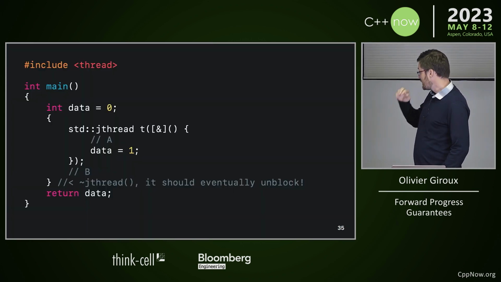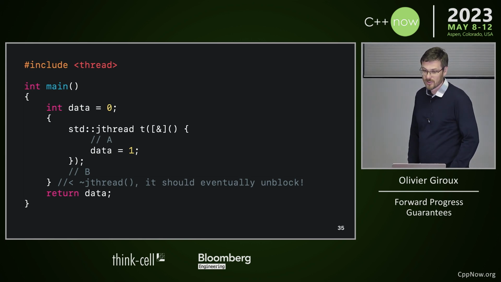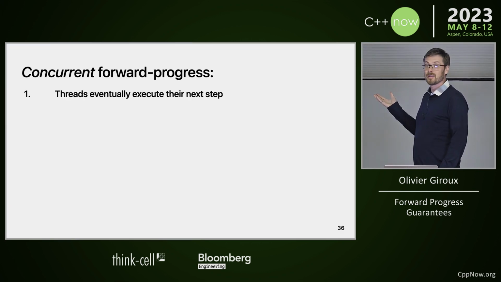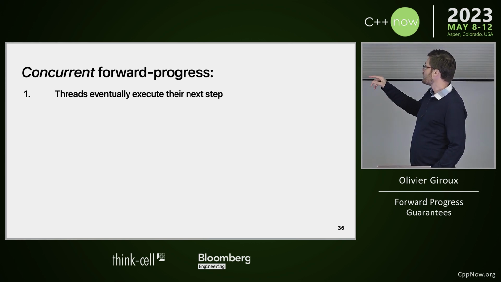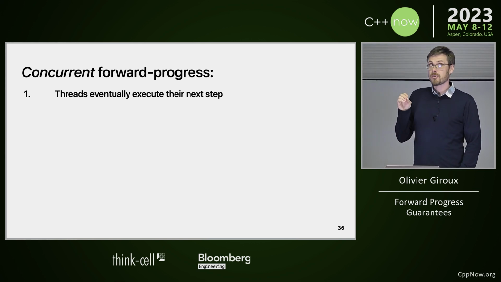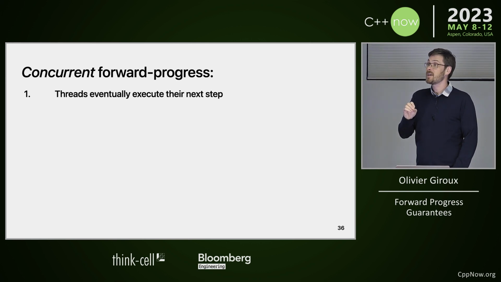Okay, so here we go. The jthread should eventually unblock. Great. And that's our concurrent forward progress. We're going to build out our menu of forward progress guarantees over the next few minutes. The concurrent forward progress guarantee is that threads eventually execute their next step. And that starts from the moment a thread is constructed. So the thread might not even have performed its first step yet, but if the thread exists, it eventually performs the first and all subsequent steps.